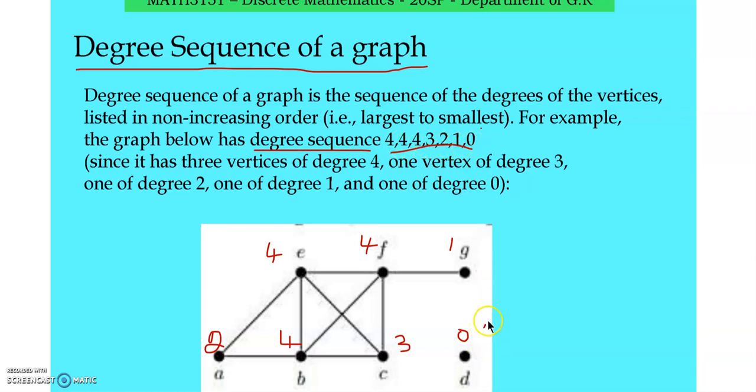Now see why the degree of this particular vertex is 0: because no edge is incident with this vertex. You can say it another way: no line goes from this vertex to another vertex. No line, no edge. That's why the degree is 0.